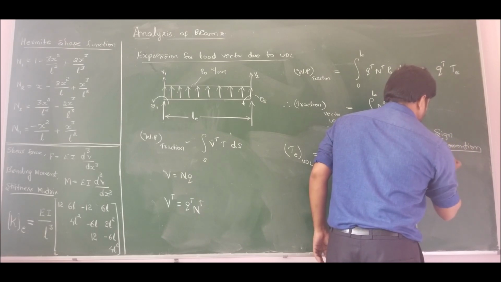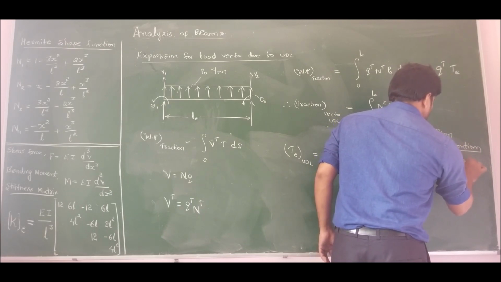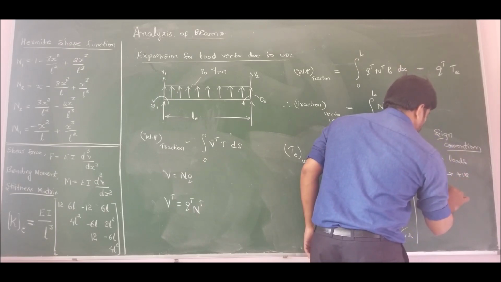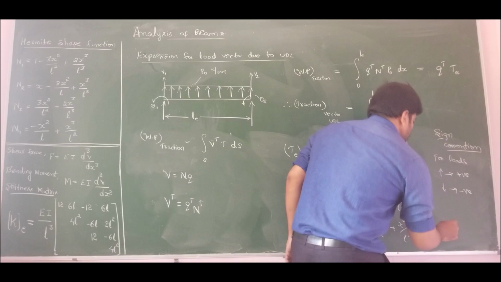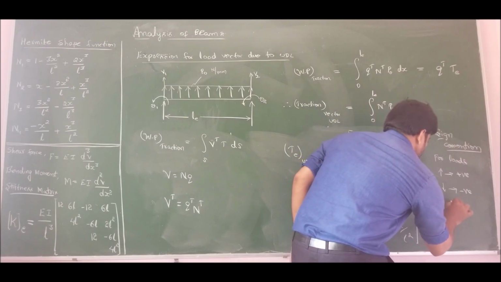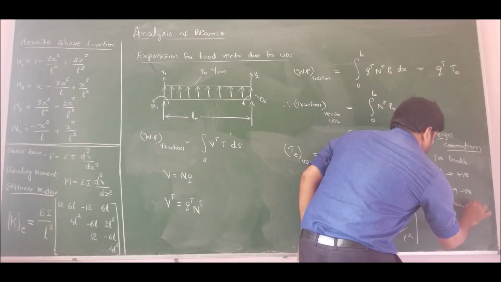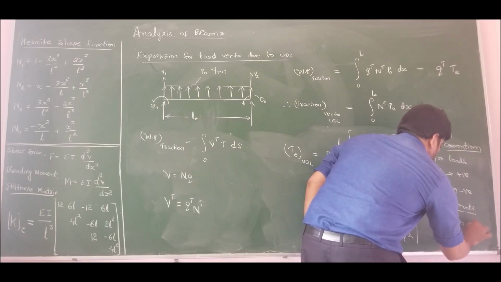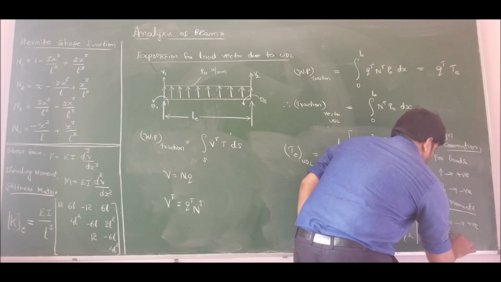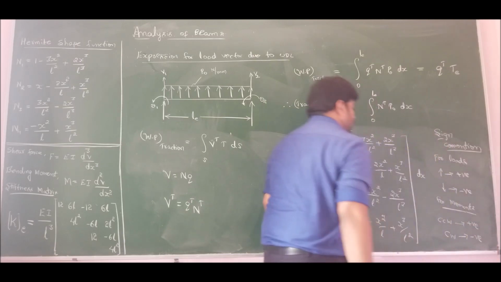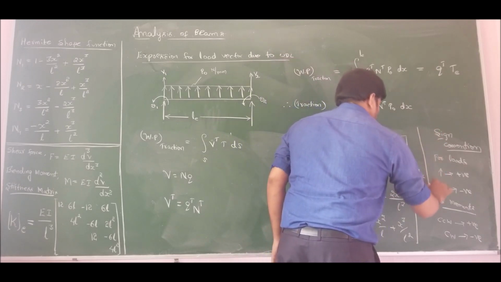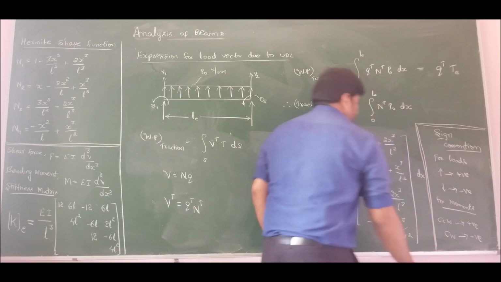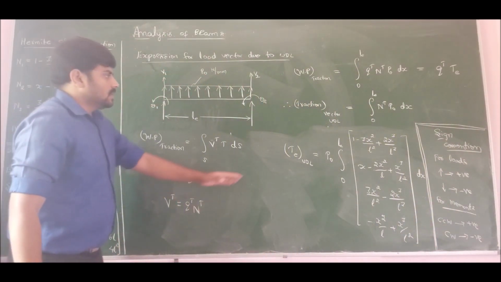So the sign convention for this analysis of beams is, for loads, if load acts upward it is treated as positive, if load acts downwards it is treated as negative. Similarly for externally applied moments, if moments act counterclockwise it is considered positive, if moment acts clockwise it is considered negative. So this is the sign convention which we are using to analyze beams.